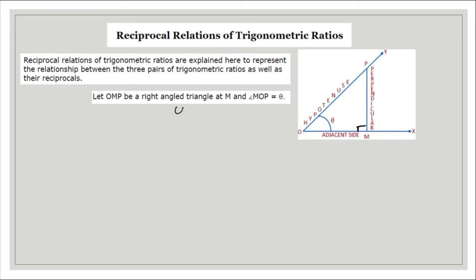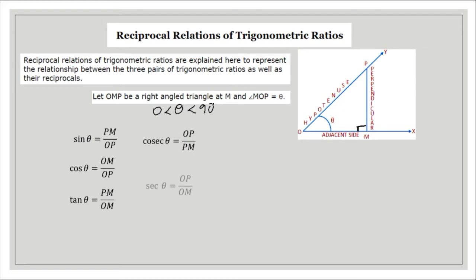This theta value is between 0 and 90 degrees. Sin theta is PM upon OP. Cos theta is OM upon OP. Tan theta is PM upon OM. Cosec theta is OP upon PM. Secant theta is OP upon OM. Cot theta is OM upon PM.